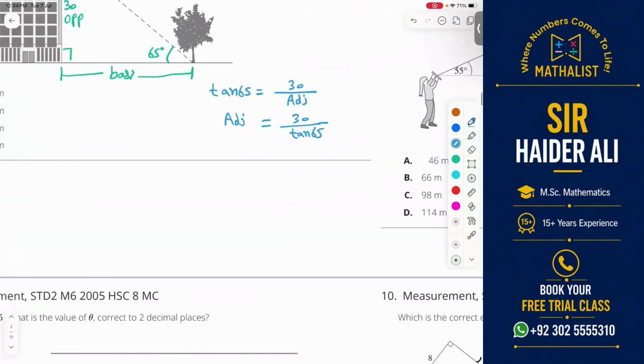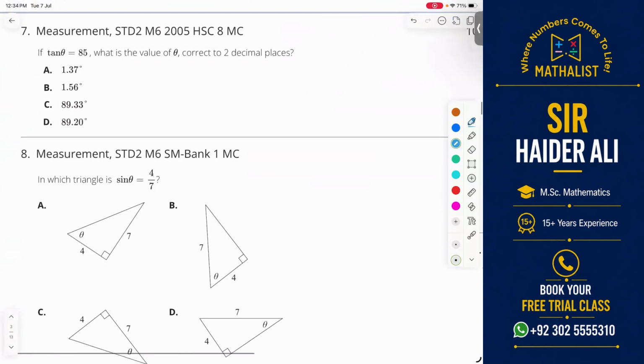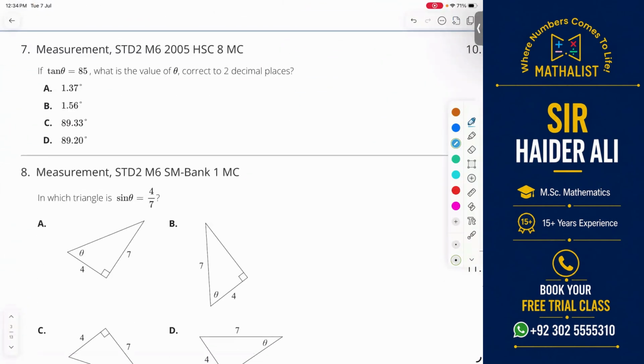Six, and then seven. Solve it. If tan theta is equal to 10 over 85, what is the value of theta, correct to two decimal places? So tan theta, tan inverse of 10 over 85 is theta. Solve it. What is the answer?